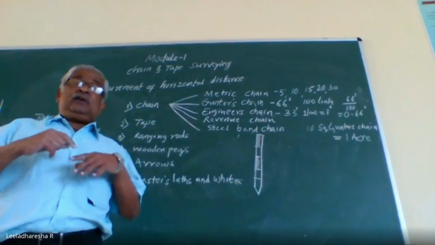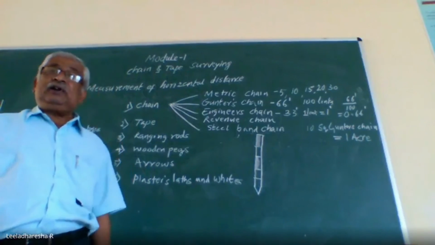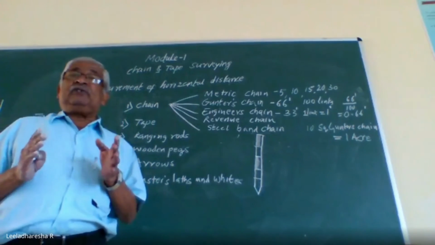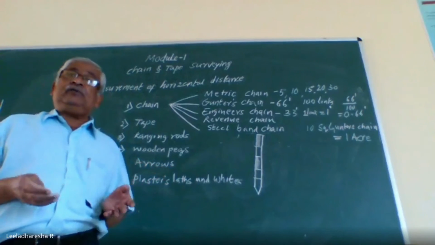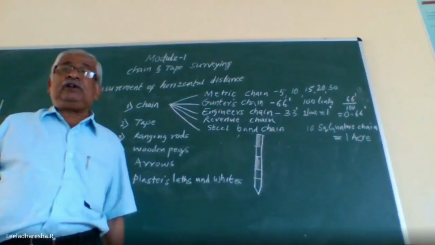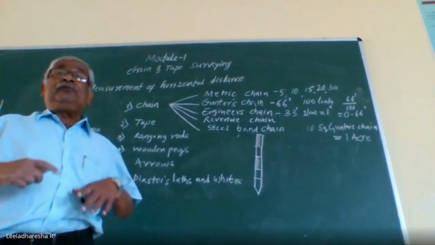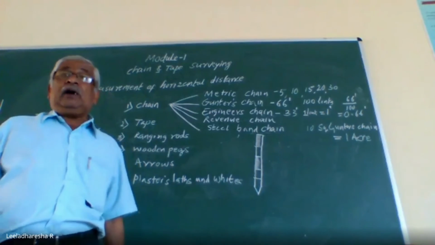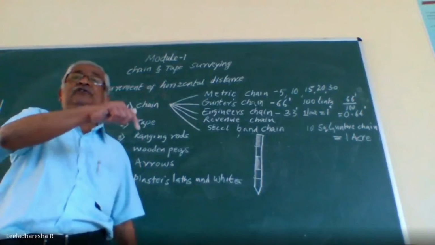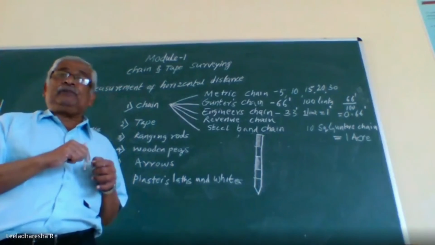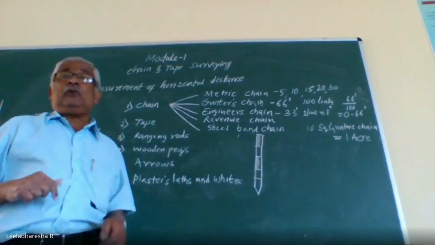Because if the length to be measured in the field is within one chain length or within one tape length, definitely we can use a stake, stretch it from one end to the other end, and determine the distance. If it is greater than one chain length, I have to establish a number of points in between the 2 points given at the ends.